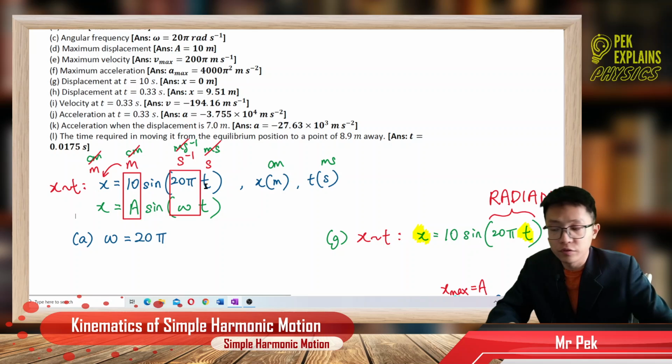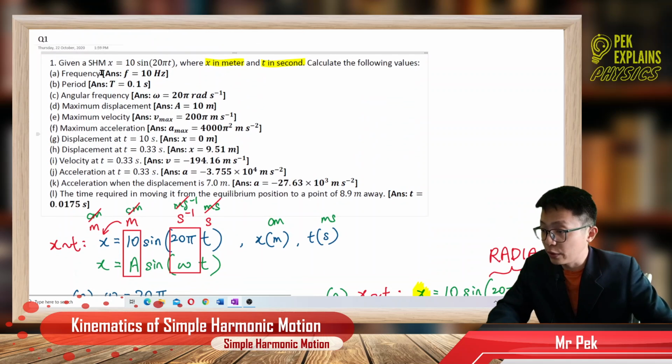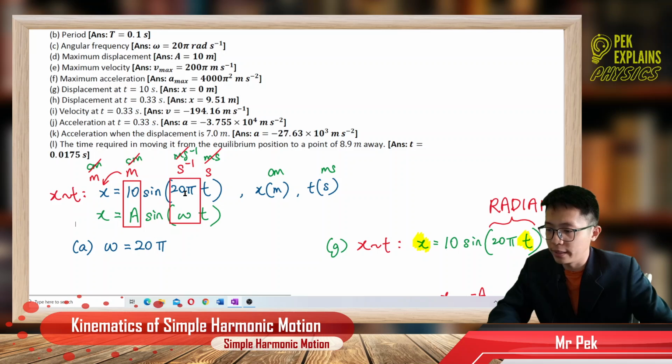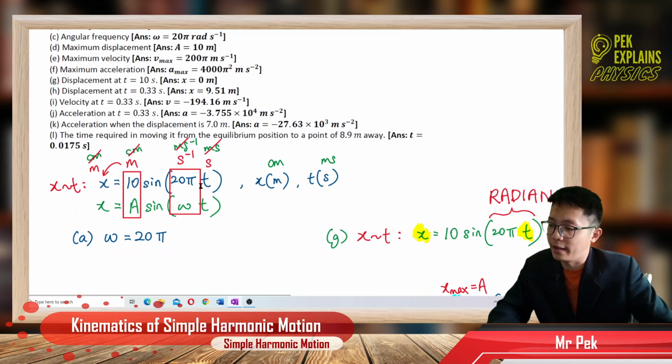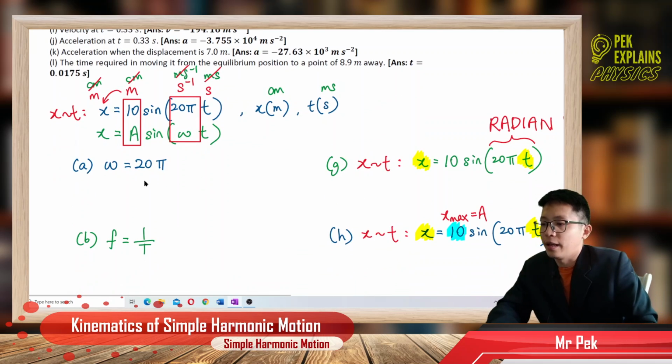We compare with the general formula, x equal to A sine omega t. So we found out that the 10 is actually the amplitude. The amplitude is actually 10 meter. And 20 pi is the omega. Okay, now he asks for frequency. So frequency we can find from omega. So omega is 20 pi, and then we just apply the formula. Omega is 2 pi f.